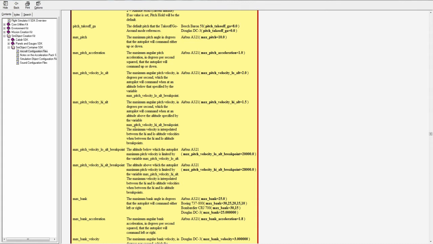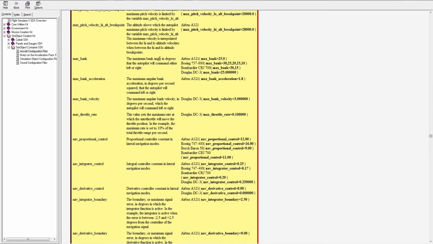Max pitch velocity high altitude is the same thing, just for high altitude, above the variable. Max pitch velocity low altitude breakpoint is the altitude below which the autopilot maximum pitch velocity is limited by the variable max pitch velocity low altitude. So these two are the altitudes at which these become effective.